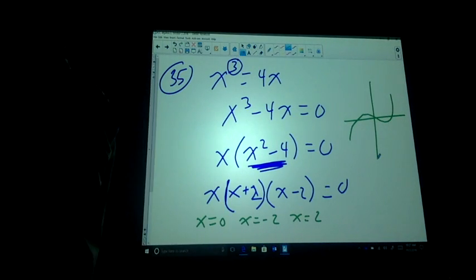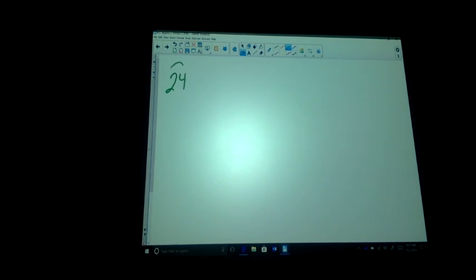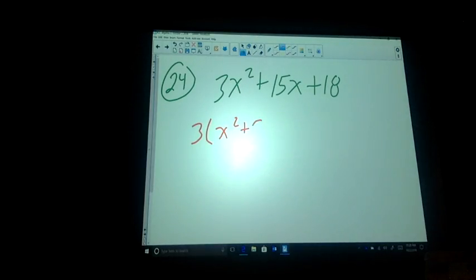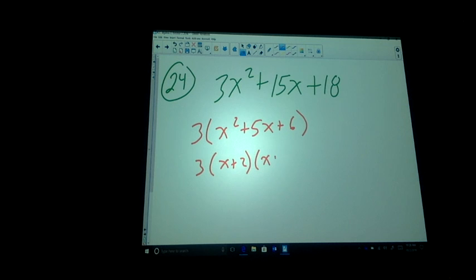Anything else? Can you do number 24? What does 24 say? 3x squared plus 15x plus 18. Do I have it written down correctly? Is it equal to 0, or are we just factoring it? Just factor it? Okay, so it looks like I have a common factor of 3 out front. Do you agree with that? And then the factors of 6 that add to 5 are 2 and 3. And we're done.